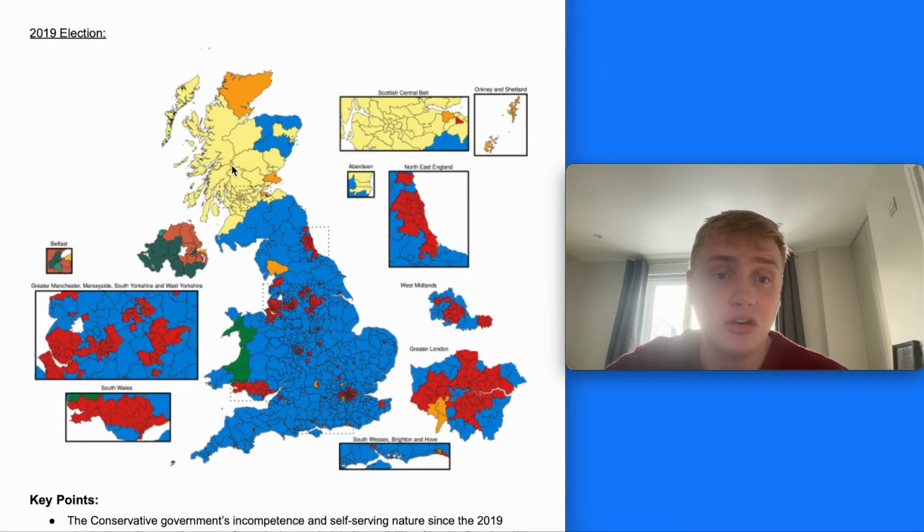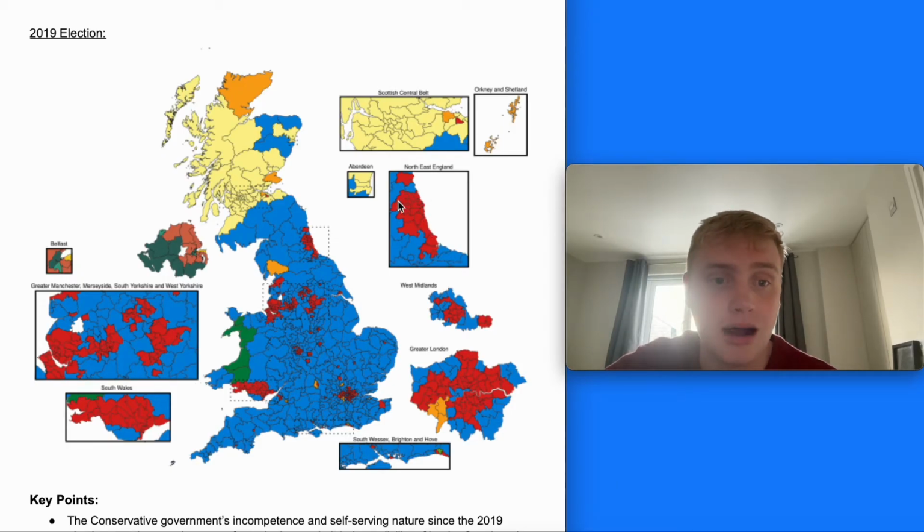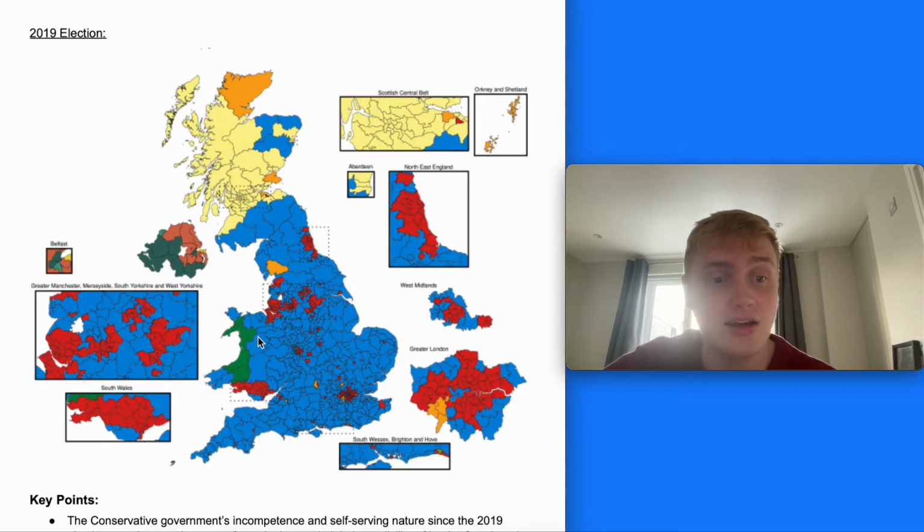But what you see is the SNP dominating Scotland. You see Labour doing all right in the northeast of England, as that is their heartland, but a large number of Tory seats around it as well. And you see up here in the north of England, the Tories doing really well in a number of seats. And you see in Wales, Plaid obviously having a few seats, but the Tories effectively dominating in Wales.